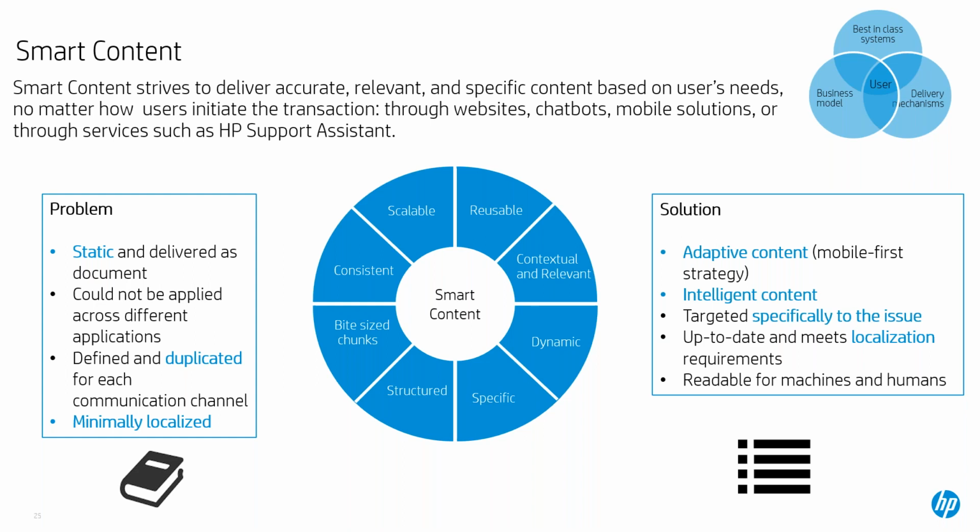So the end solution is smart content. It's adaptive content and intelligent content that we are able to deliver to users. They can apply it based on their display capabilities. It's up to date and it's adaptable to new products and features, and it meets localization requirements. And it targets specifically the issue that a customer or a user is trying to solve. It's also readable for machines and humans. So if you can notice, we deliver a huge book currently, and we have decimated that down into little topics.